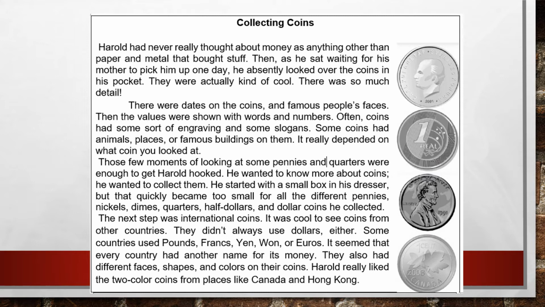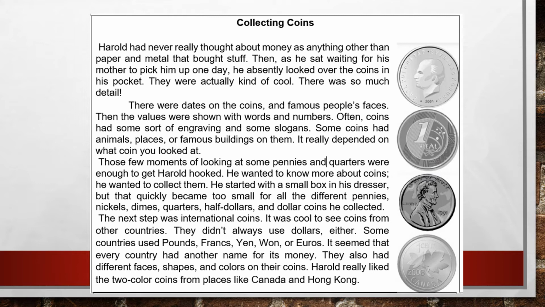He started with a small box in his dresser, but that quickly became too small for all the different pennies, nickels, dimes, quarters, half-dollars, and dollar coins he collected. The next step was international coins. It was cool to see coins from other countries. They didn't always use dollars either.